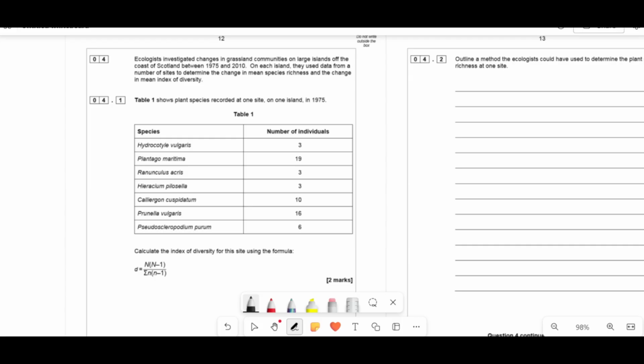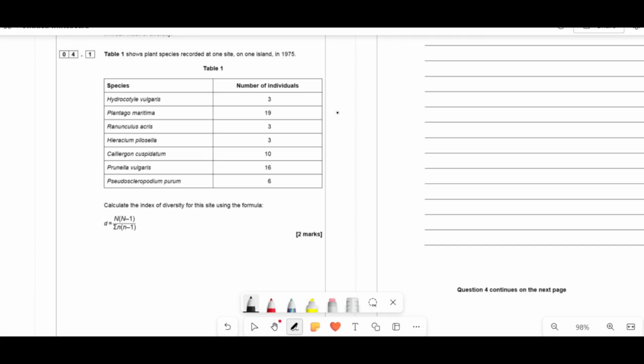Nothing's going to grow. So ecologists investigated changes in the grassland communities of large islands off the coast of Scotland between these 2-year time periods. On each island, they used the data of the number of sites to determine the change in the mean species richness and the change in the mean index of diversity. And here it shows the plant species recorded at one site in one island. And it says calculate the index of diversity using this formula. So that's the index of diversity.